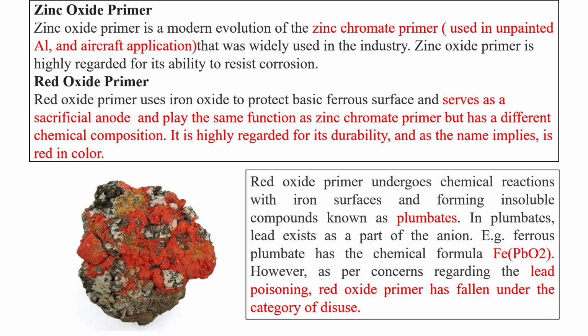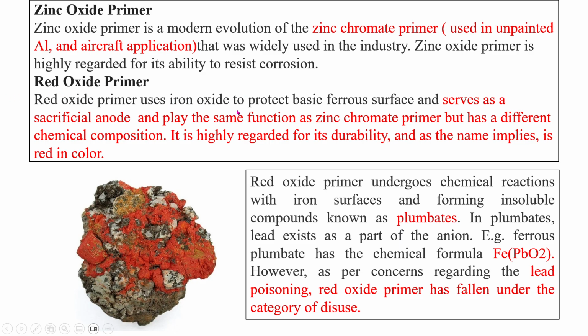Zinc oxide primer is a modern evolution of the zinc chromate primer, used on unpainted zinc chromate. Normally we are using it on unpainted aluminum or airframe applications. Zinc chromate and zinc oxide are widely used in the industry. Zinc oxide primer is widely used, highly regarded for its ability to resist corrosion. Zinc is there, so it will resist the corrosion. Zinc chromate is also used, but normally on aluminum or airframe applications.